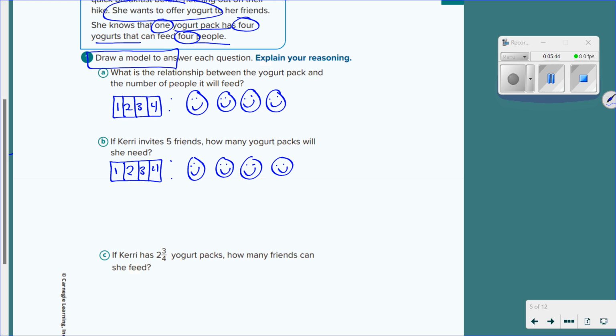Can I feed 5 people yet? No. I have to use the same ratio, so I need another yogurt pack. How many yogurts are in that? 4. 1, 2, 3, 4. And how many people can that feed? 8.